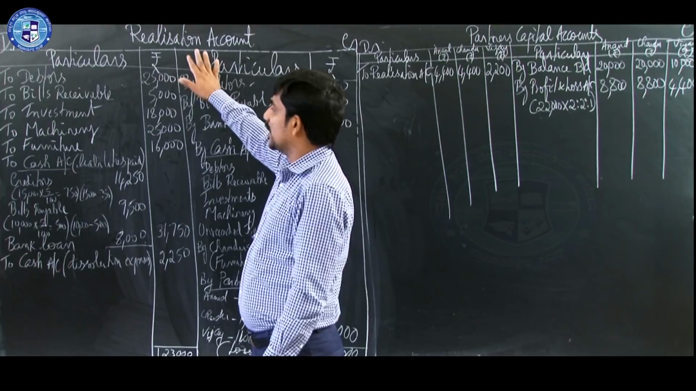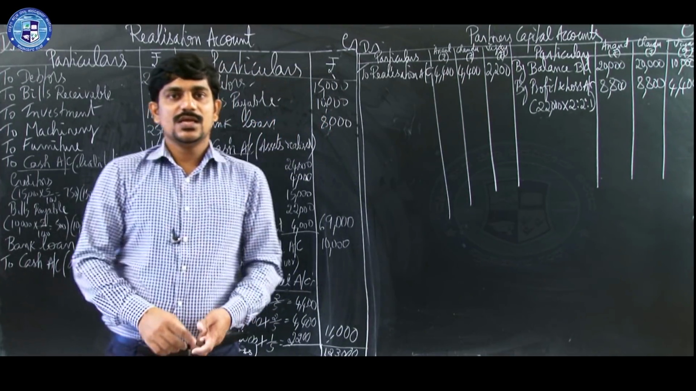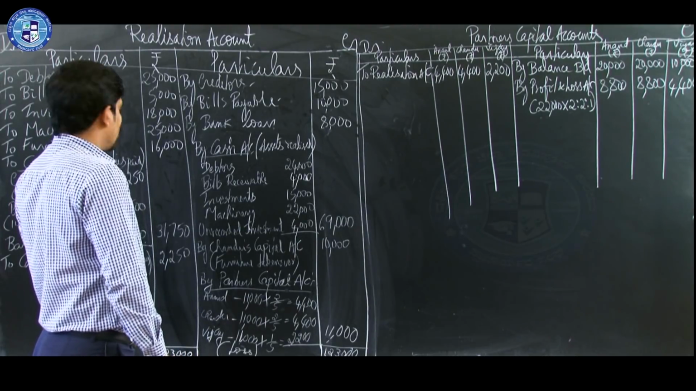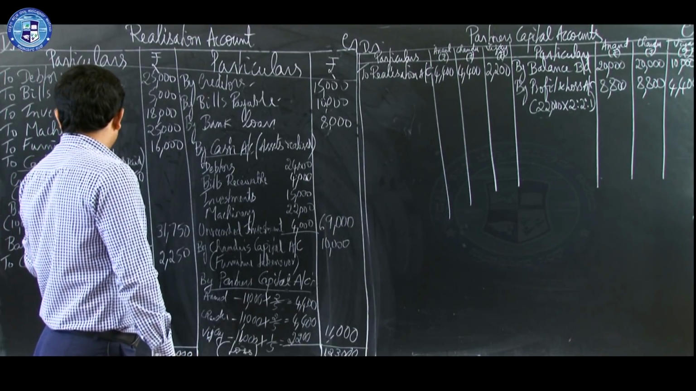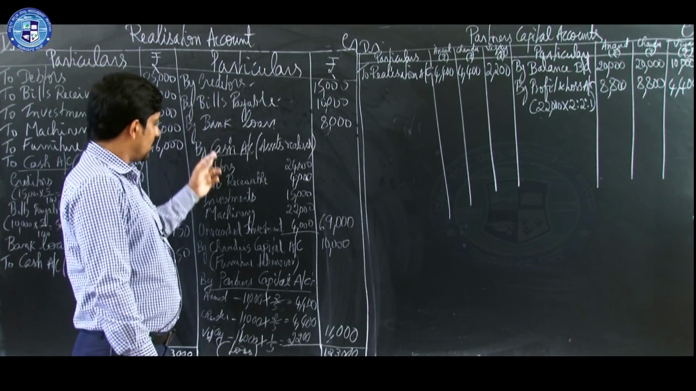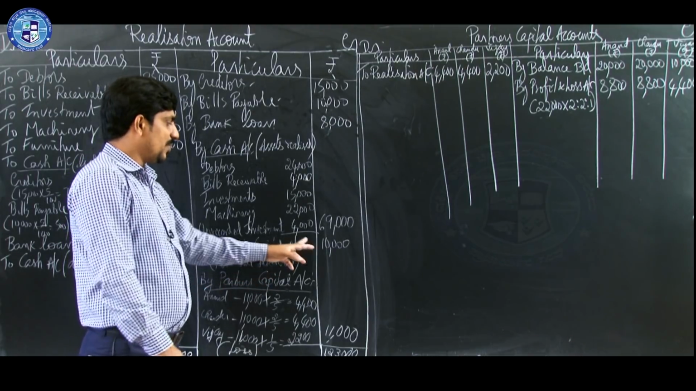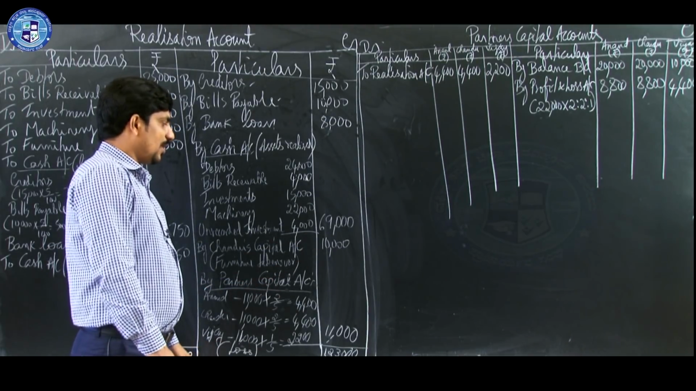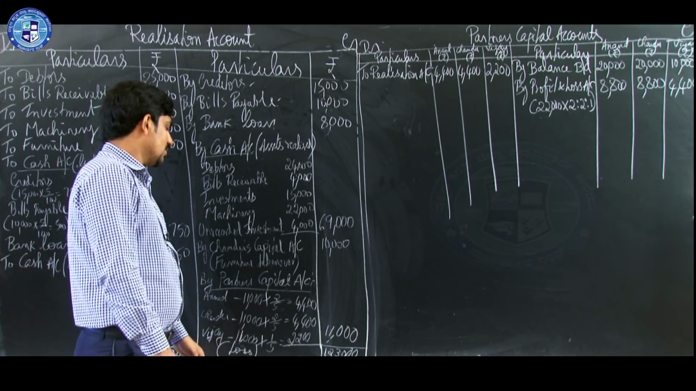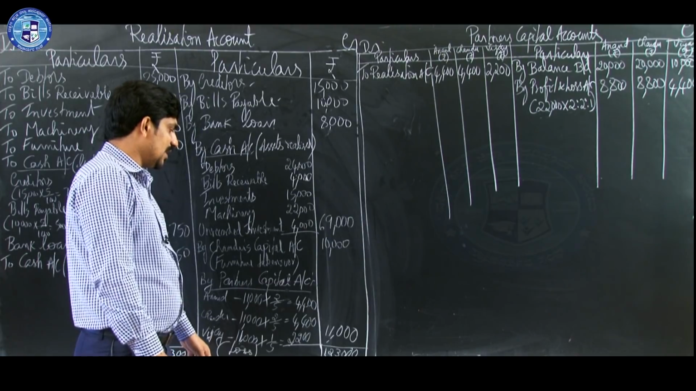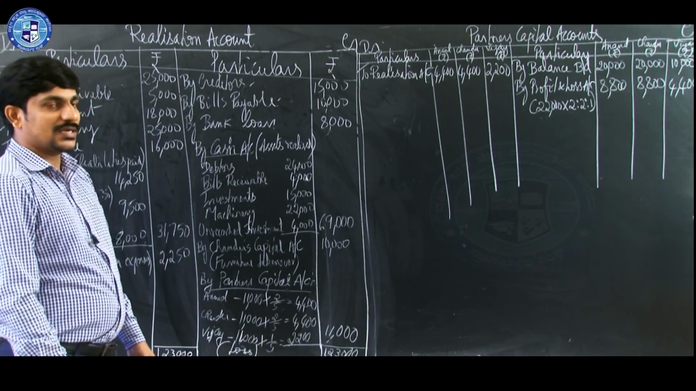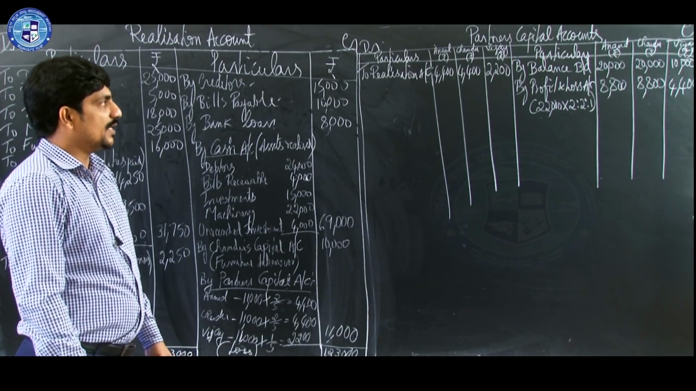After that, from the realization account, if any partners' information is there, you have to record that: assets taken over or liabilities taken over. No liabilities are taken over here. Assets taken over, yes. Furniture is taken over by Chandu at rupees 10,000. So what is the journal entry for assets taken over? Partners' capital account debited to realization account.